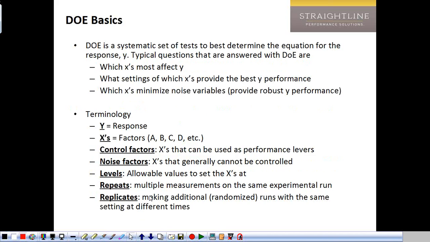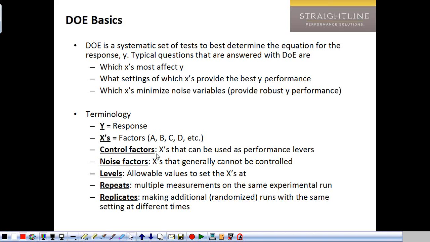Okay, keeping on the terminology, what we're trying to do is find which X's most affect a Y, and that Y is our response. The terminology is that Y is the response, X's are the factors, A, B, C, D, and E, and so forth, and that we have control factors. Those are the X's that we can do something about, we can adjust them, and we have noise factors, X's that we can't really control. We have levels for each of those factors, which are the settings, usually a high and a low setting. And then we also have something we didn't talk about, repeats and replicates.